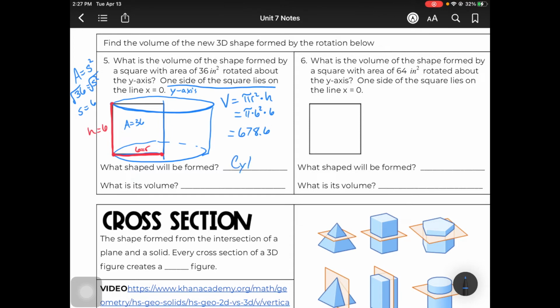So what shape was formed again, to recap? That was a cylinder. And what is the volume? 678.6. And this would be in cubic inches. Remember, volume is cubic inches.